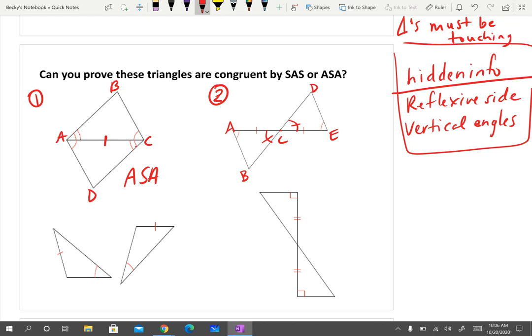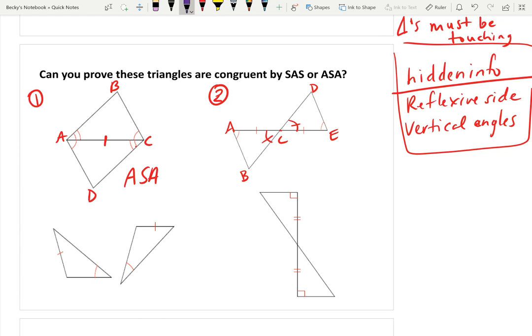Now, do you have three pieces of information? And yes, we do. So we have an angle, and we have a side. And we have the same thing over here. You have to make sure both triangles have the same information. And so we have a case of angle, side, angle again.